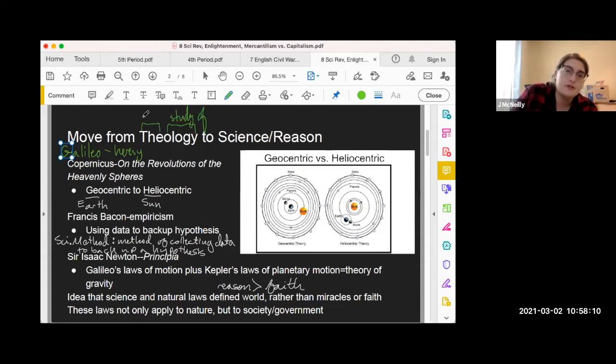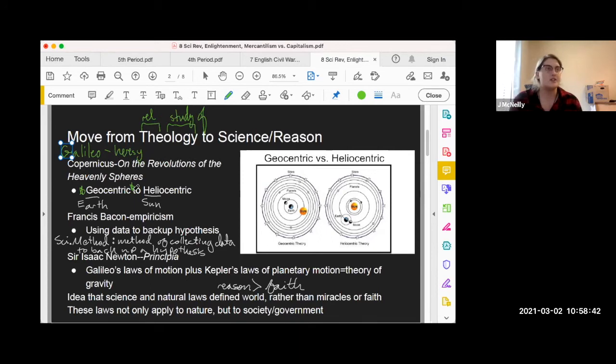Theo refers to religion, so the study of religion is theology. As the power and the influence of the church decreases, we see a change over time towards science and reason, the Age of Reason. The church believed in the geocentric model of the universe. This was the idea that people are the center of the universe. We are God's best creation.